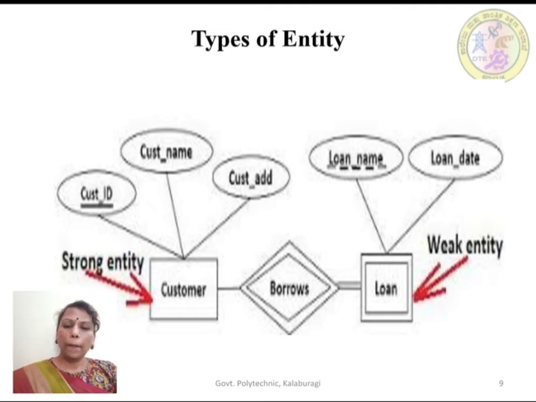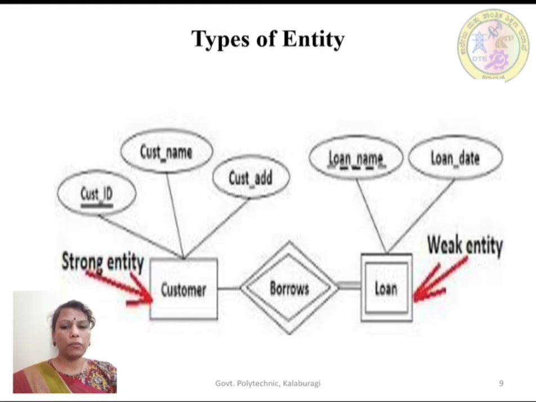See here, a bank has customers, right? If there is a bank database, customers must exist. So here customer is a strong entity. And when we say customer, we should have a customer ID. Why should we have a customer ID? In order to identify each customer uniquely.